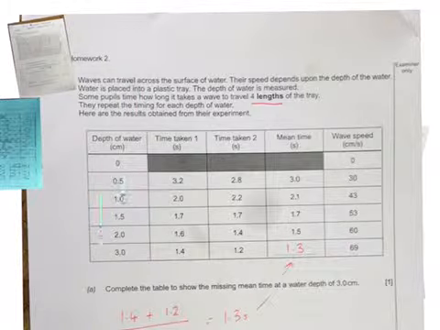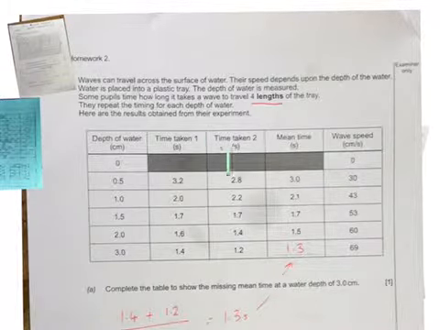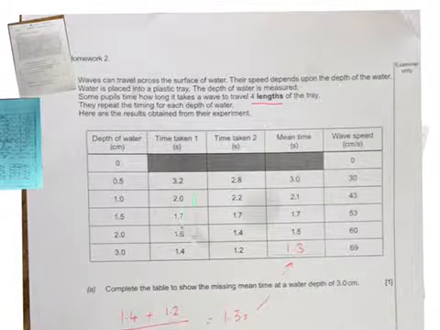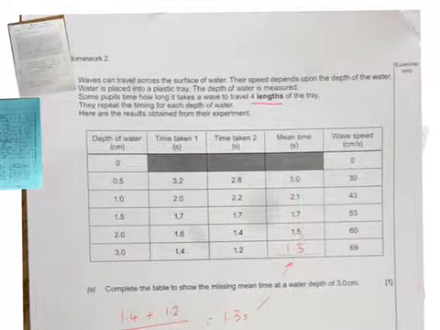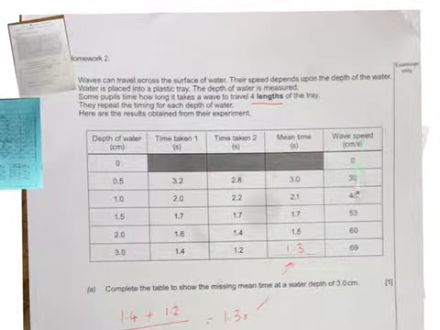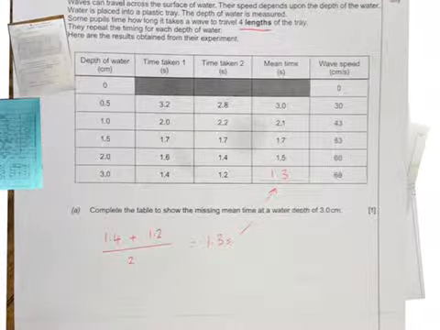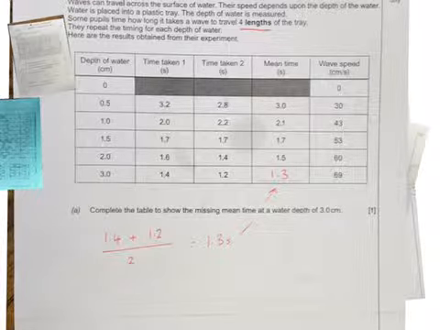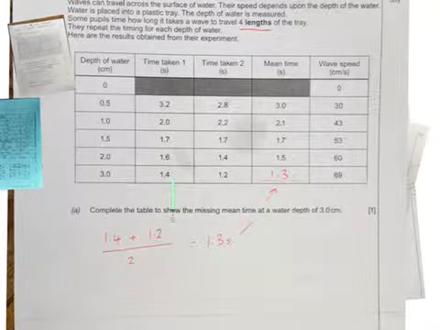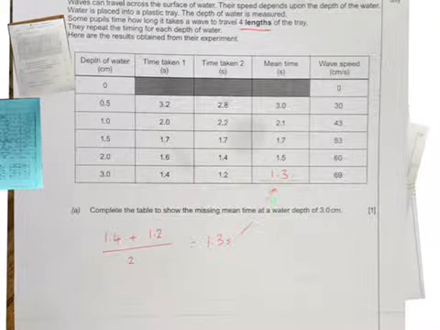So let's just look at what's going on. The depth of the water there, from 0 to 3, that's our independent, and then we've got some trials there, time taken 1, time taken 2, and then they've done an average, and then they've actually used the wave equation where they can calculate the speed of that wave then. So complete the table to show the missing values. So that's just looking for a mean. Well, I got 1.4 plus 1.2 over, because there's 2 results, and that's your mean, 1.3.